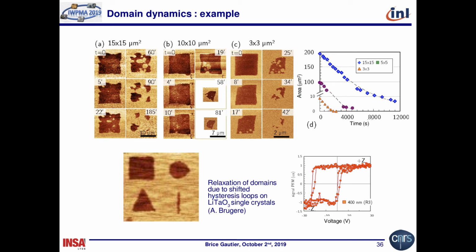Well, PFM is a slow technique, AFM is a slow technique, but still, you can have some information about the evolution of the domain with time. I told you that ferroelectric domains must be stable. This is the definition of ferroelectricity. But sometimes the sample is indeed ferroelectric, and the domains are not stable. This is the case for this lithium tantalate. It's a single crystal, so it is not supposed to be non-ferroelectric because it's a perfect sample.